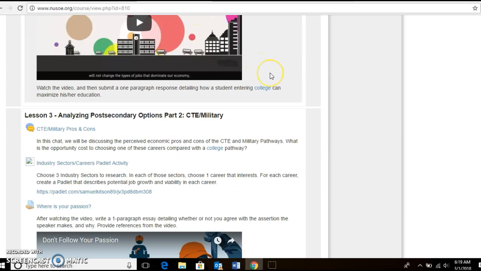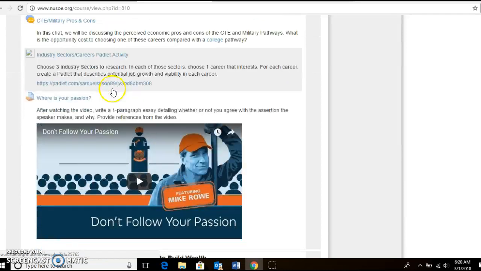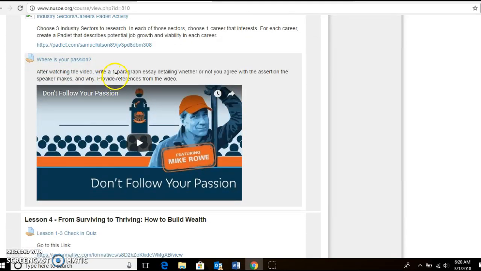Finally, in lesson 3, you will analyze post-secondary options, and in this case it will be CTE, or career and technical education, and military. In this chat, you will discuss the perceived economic pros and cons of the CTE and military pathways, and what is the opportunity cost of choosing one of these careers compared with a college pathway. You will do a Padlet activity, and then again you will watch a video.